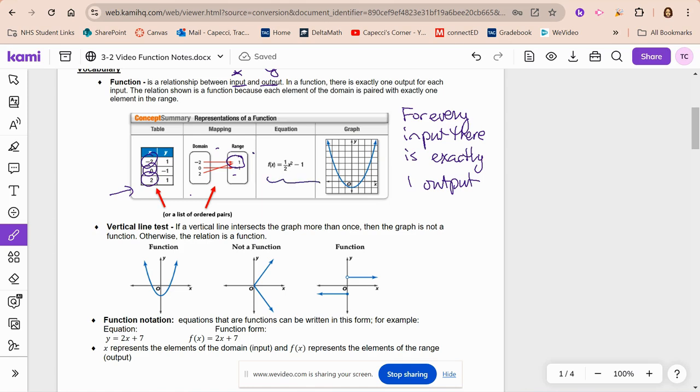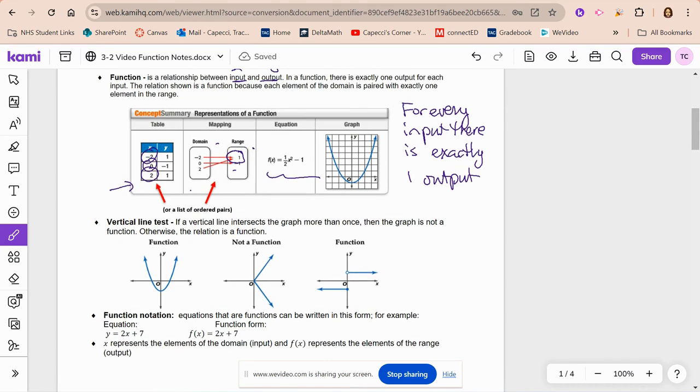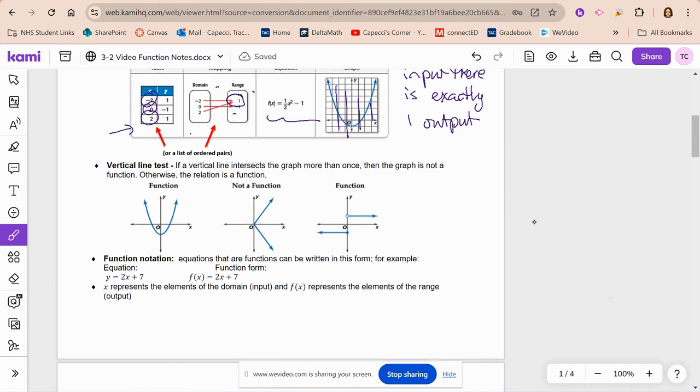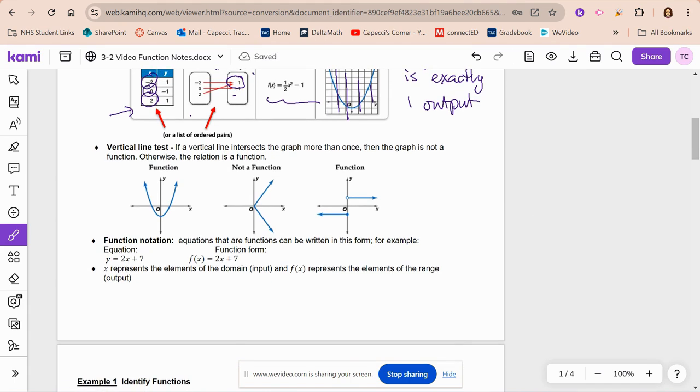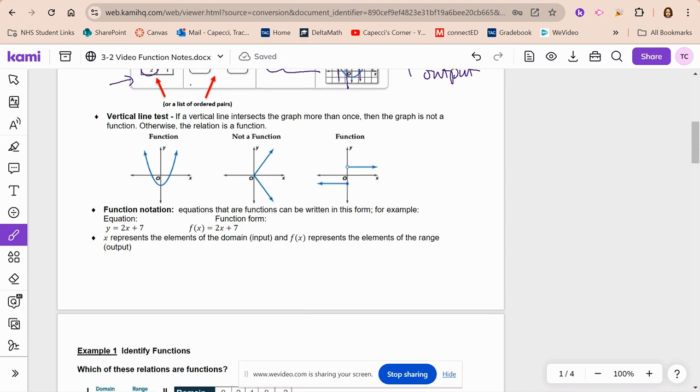Okay, here's a parabola that we've seen, a quadratic. That's a function. And the graph here, we'll talk about the vertical line test. That's also a function. Okay, so the vertical line test: if a vertical line intersects a graph more than once, then the graph is not a function. Otherwise, it is a function. So what this means is if I draw a vertical line through all different parts of the graph, if it only hits the graph one time, then yes, it's a function.